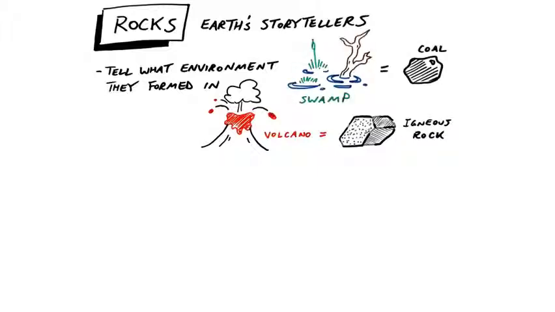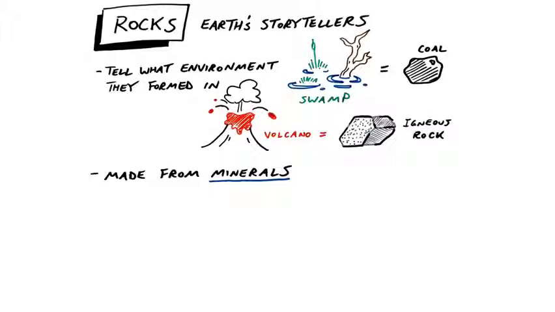Another example would be coal. When we find coal, we know that coal is the compacted remains of ancient swamps. So wherever we find coal beds, we know that if we go back in history into geological time, we would have had swamps there as well. So they give us a little picture as to what the early Earth looked like.